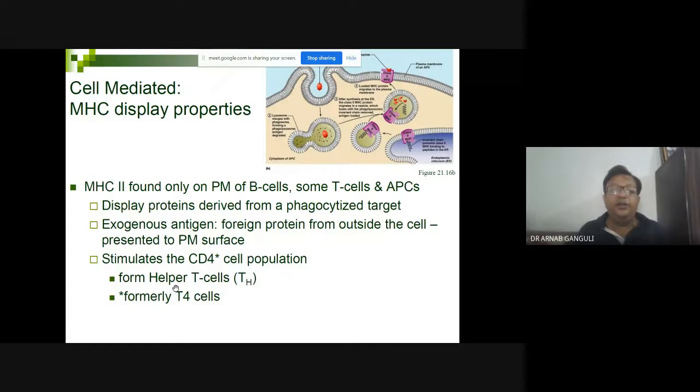So what do they do? They help the helper T cells. What do they do to helper T cells? They activate the helper T cells and they stimulate these interleukins and cytokines, and these interleukins and cytokines stimulate the cytotoxic T cells, the killers.